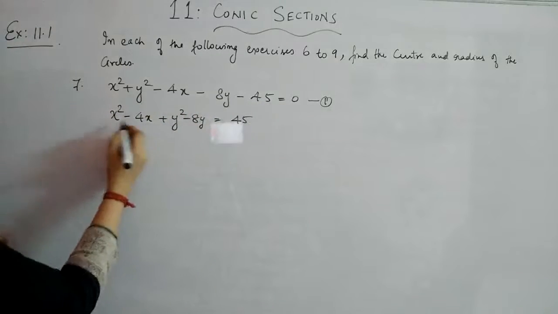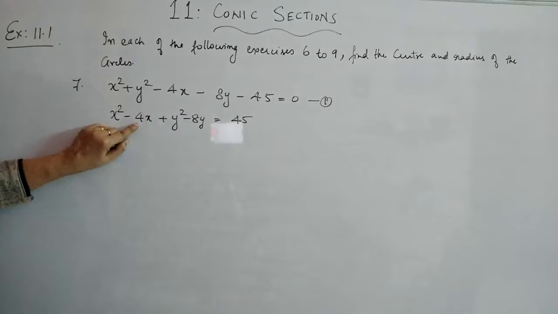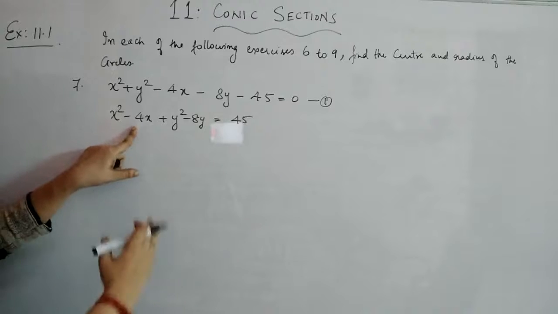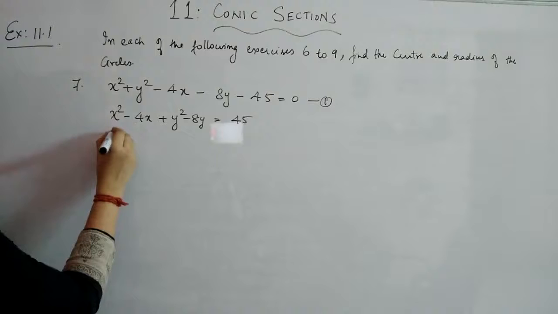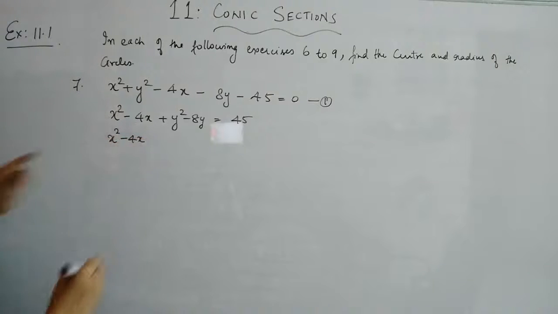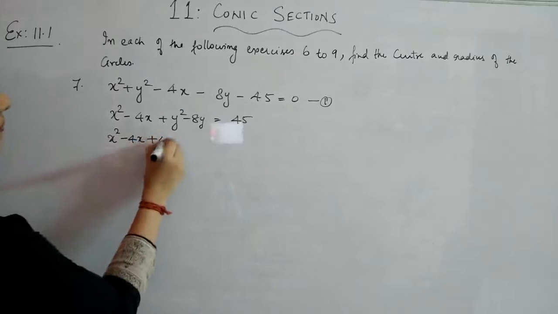Now I'm just trying to make this as a whole square term. For that, what I need to do, I have to take the coefficient of x, take the half, take the whole square of that. That means square of half the coefficient of x should be added to both the sides, or you can say added and subtracted in the same side. So what I have is x square minus 4x is there. The half of 4 is 2. 2 square is 4. So I'm just adding 4.